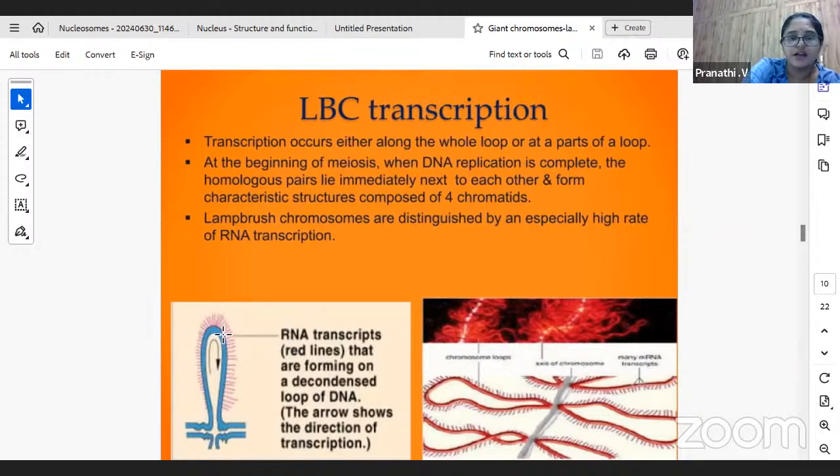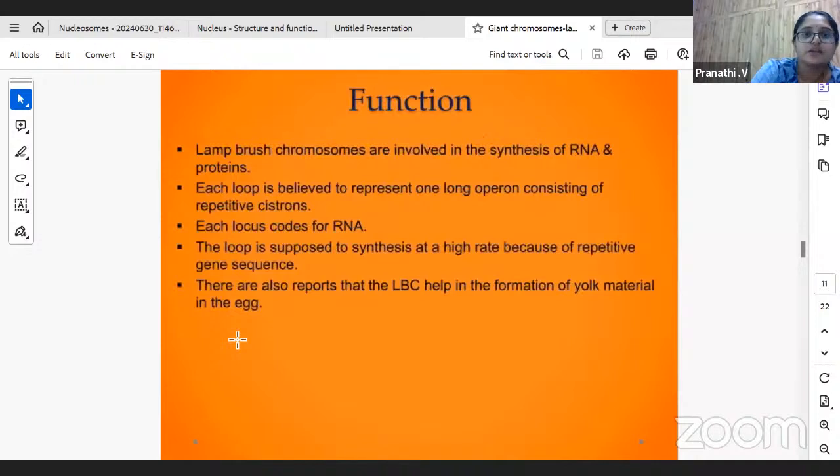All this RNA transcript is formed on the decondensed loop of DNA. The direction of transcription is also given. This is how the transcription takes place. So what is the function of a lampbrush chromosome? It is involved in RNA synthesis and protein synthesis. It is believed to have one operon, with repetitive cistrons, and loci that code for the RNA.